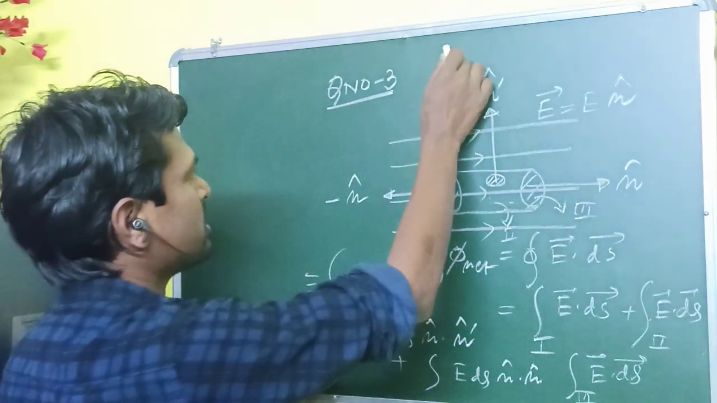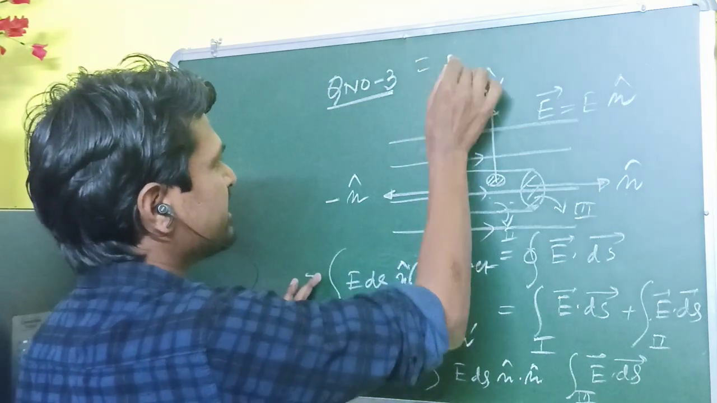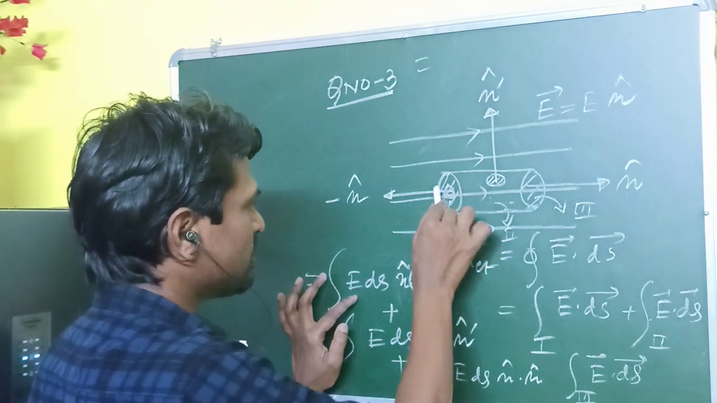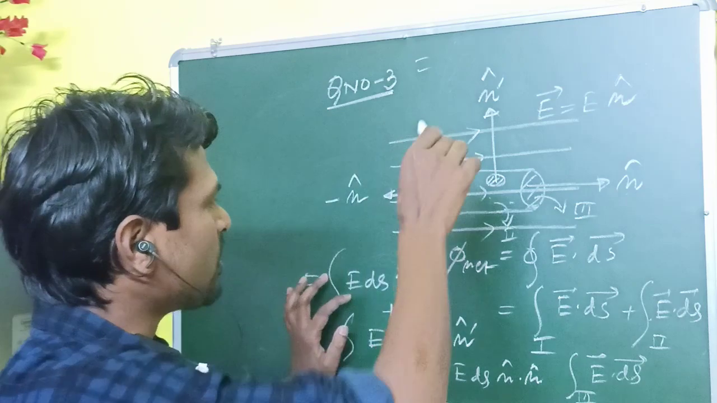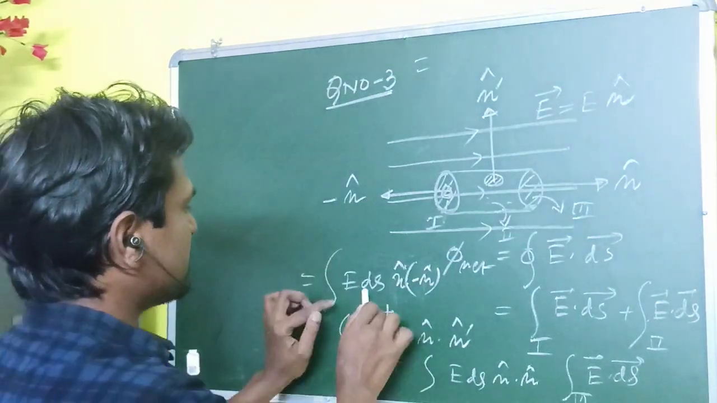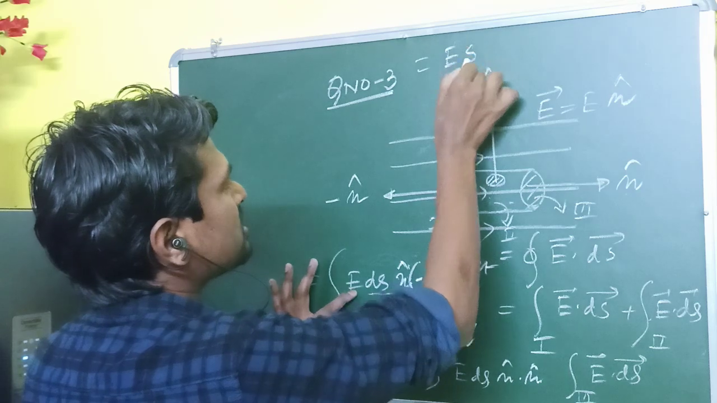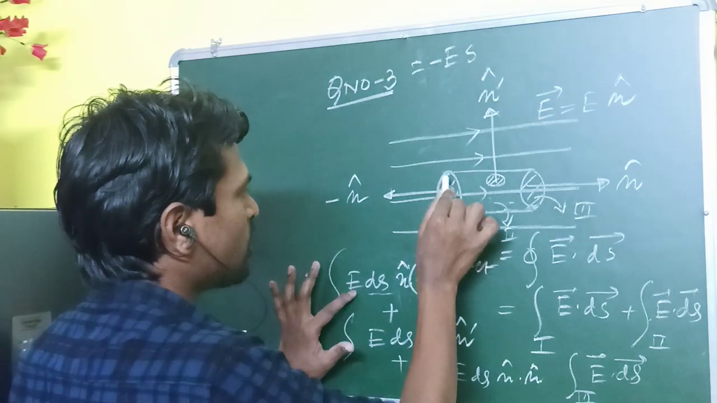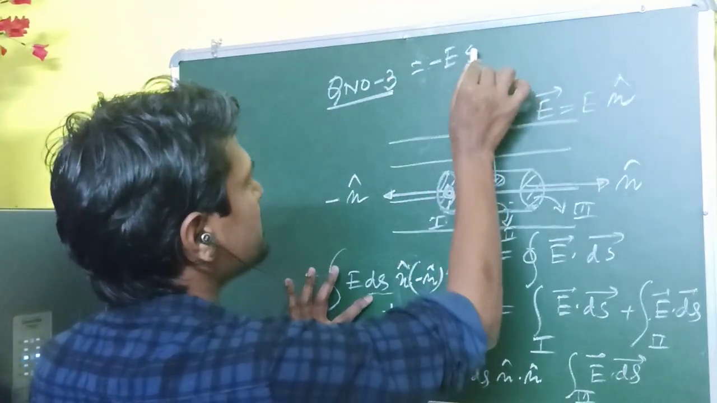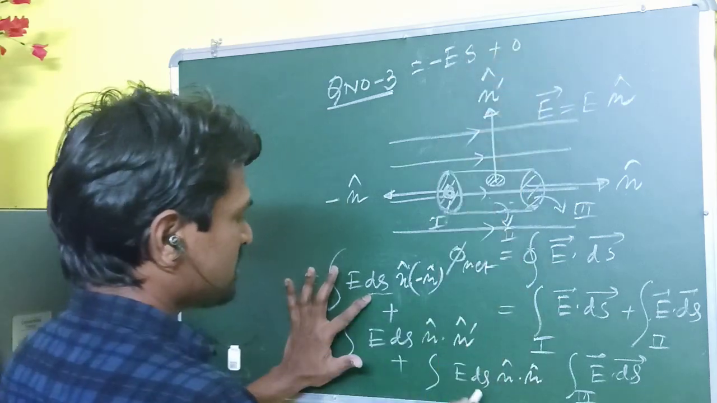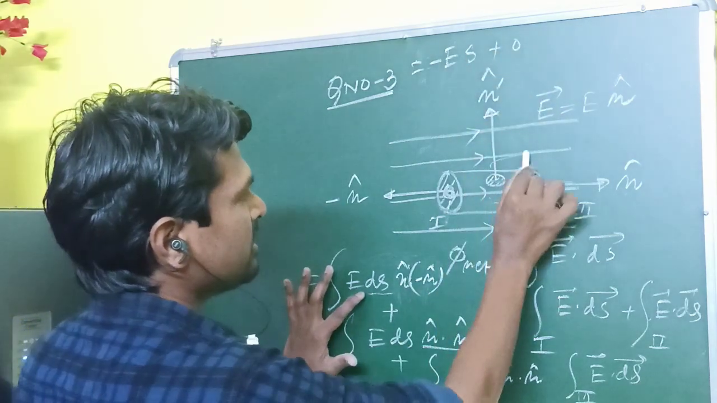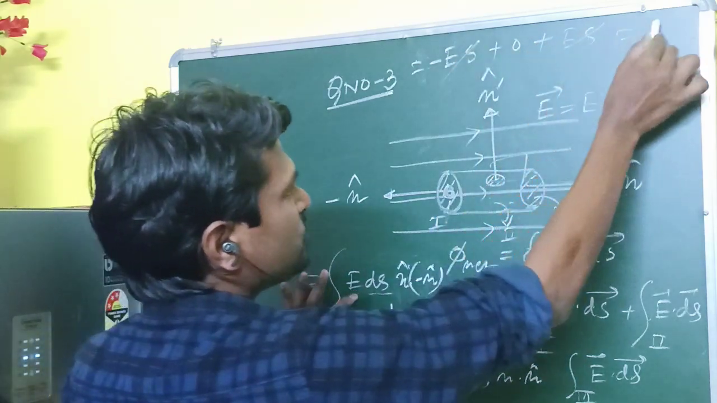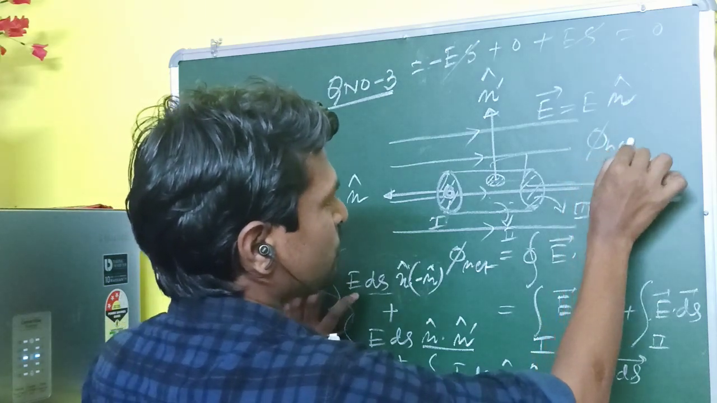So the first integration will be, if we take the whole surface, and this is a small portion I take, so if the total surface, or if the cylinder is the bigger one, then the integration of dS is ES and it is negative. So this is a small portion and this will be the whole portion, and this is minus ES plus 0, since this and this are 90 degrees, so this is 0, plus ES. So ES and ES cancel, that is 0. So the net flux phi net equals 0.